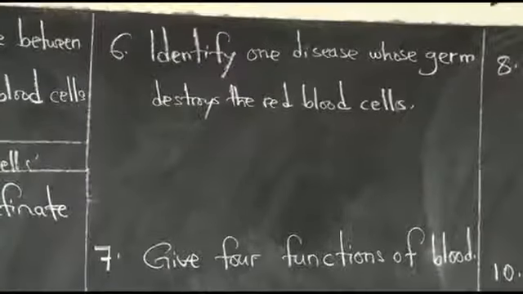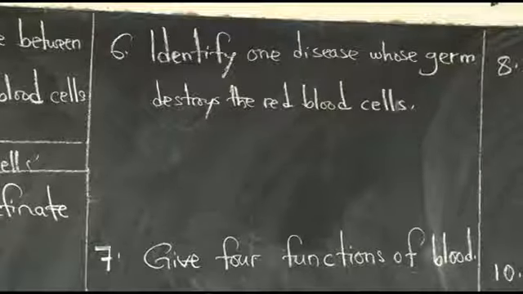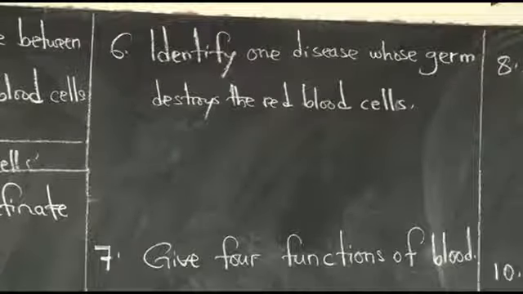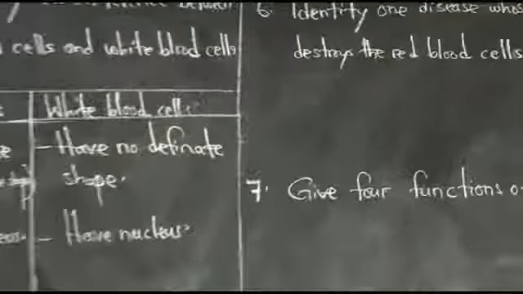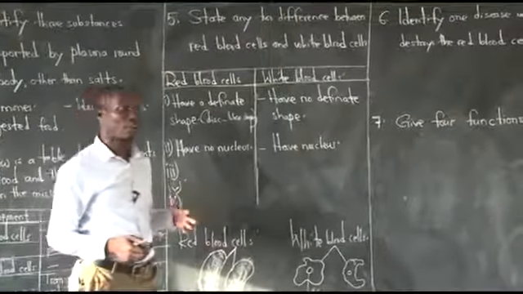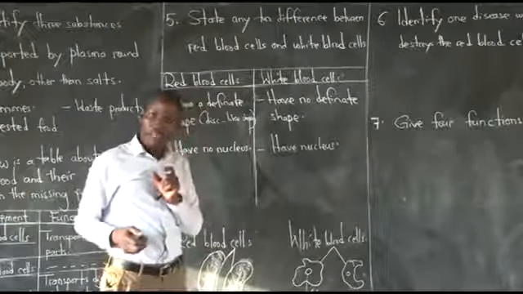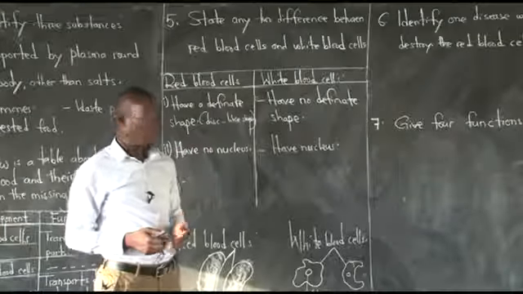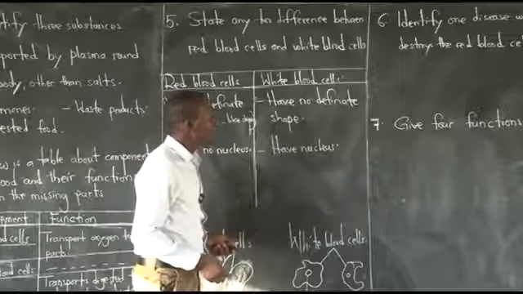We learned about different diseases. So you are asked, identify one disease whose germ destroys red blood cells. Which disease attacks red blood cells? So check on this. We talked of different diseases, malaria, anemia, HIV. Those are all circulatory diseases. So check which one of them can affect red blood cells. We discussed this, so you can still answer this number.